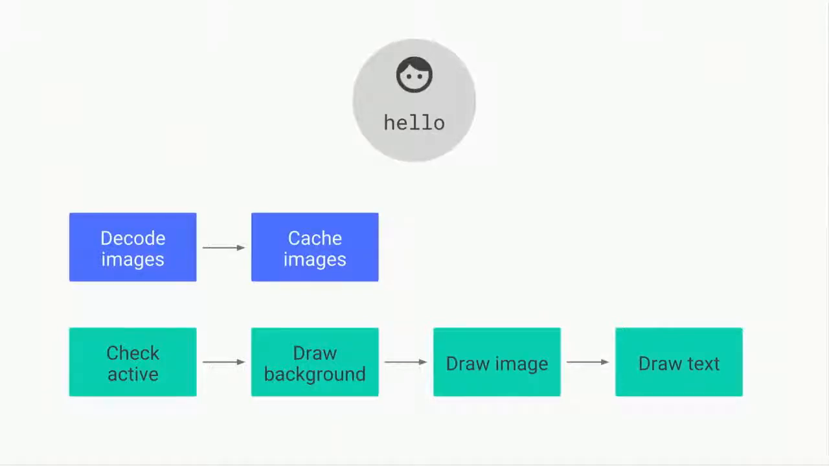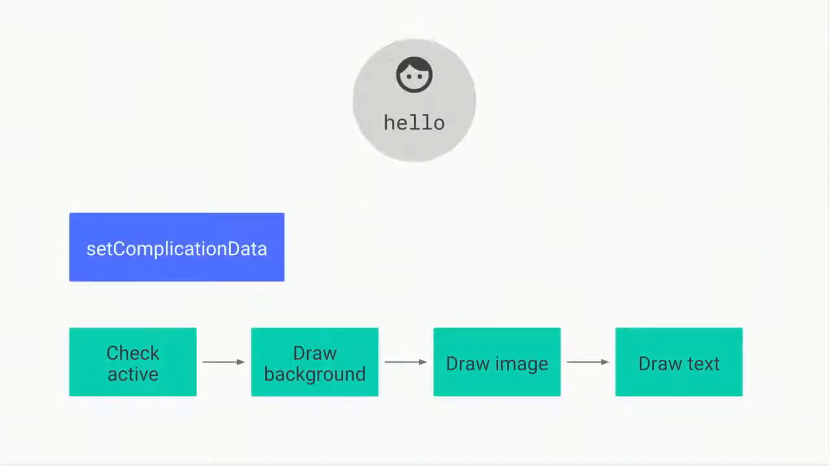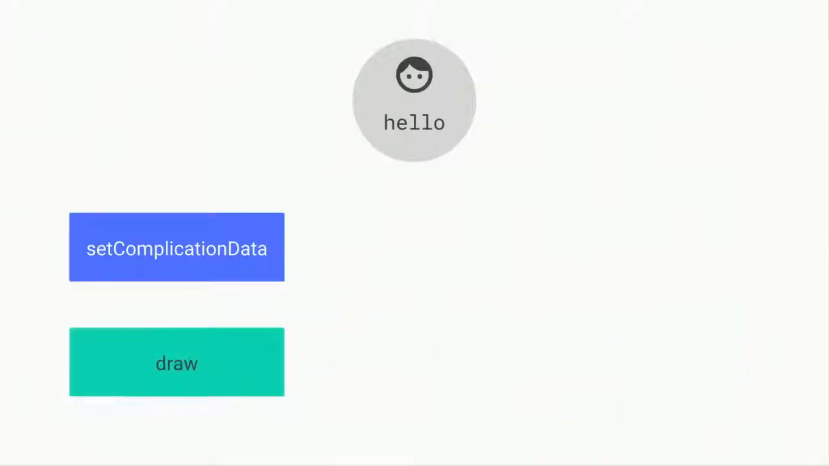With complication drawable, it's much simpler. When data arrives, you pass it to the drawable by calling set complication data. And then on every frame, you just call draw. It is a drawable. Now, like text renderer and like other drawables, complication drawable draws within bounds.